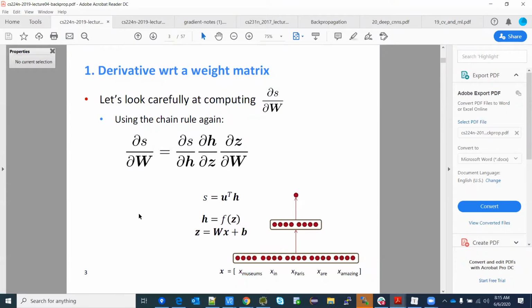Right, and in the previous lecture we talked about what the score was. It was something about the score of the center word of a sentence, right? So that's what S is. It's the score. It's the last layer of this neural network.